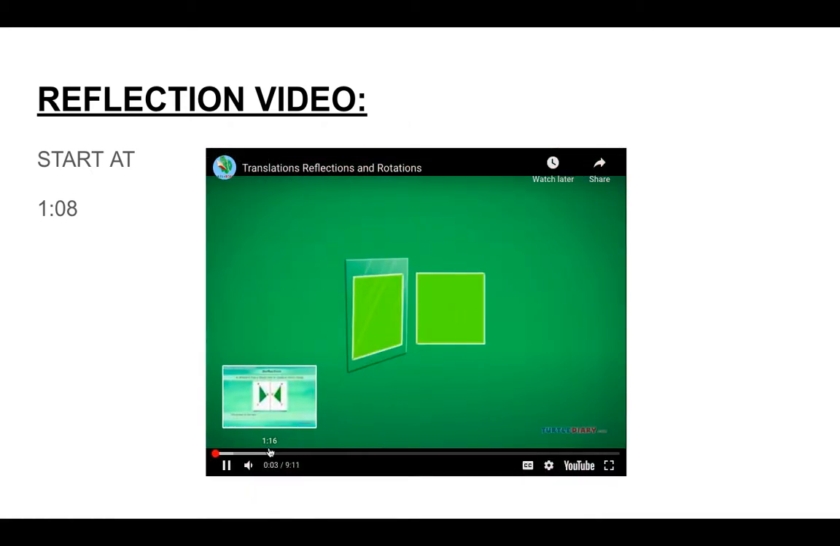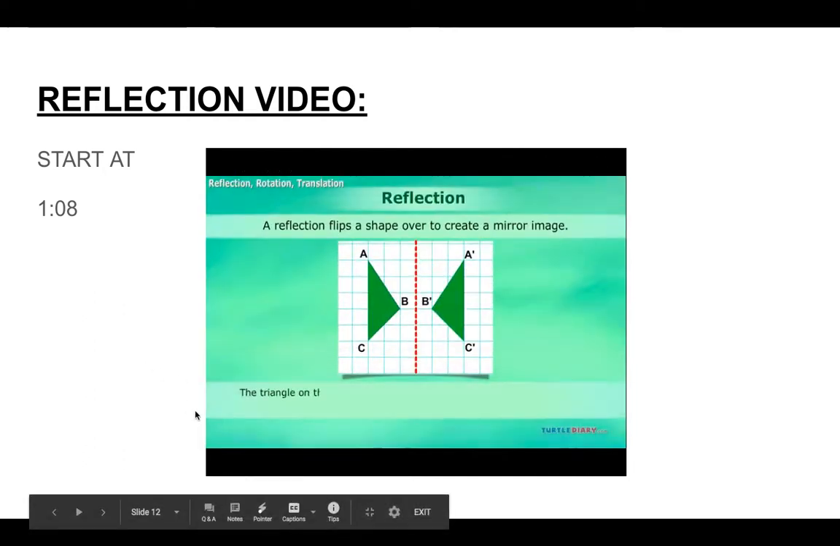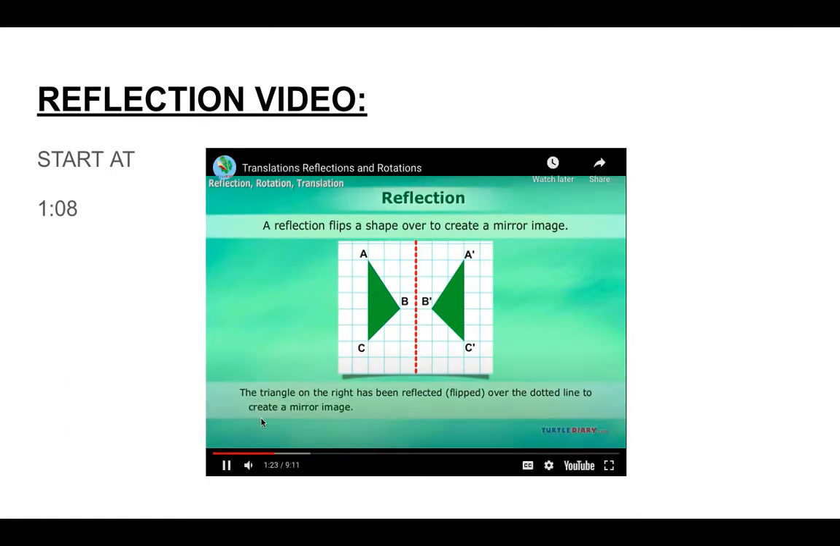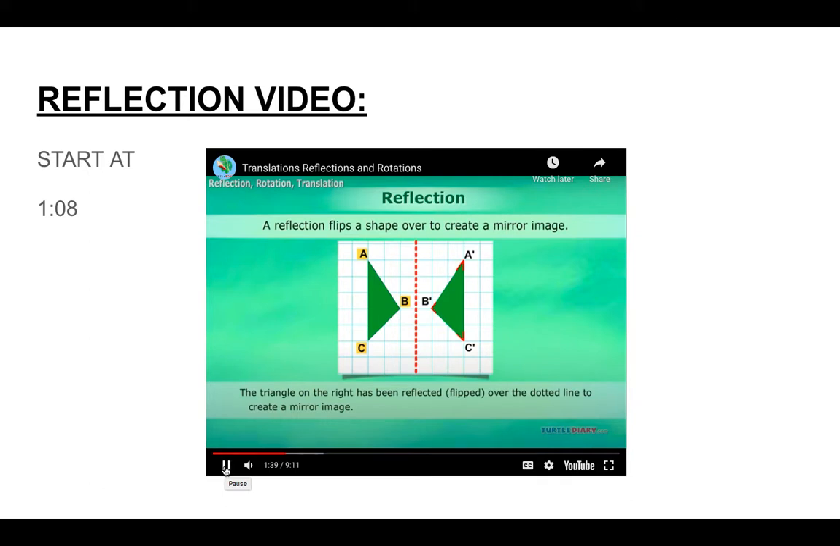Let's go to 108. Reflect. In this example, the triangle on the right has been reflected, flipped over the dotted line to create a mirror image. Or we can say that the vertices of the triangle A, B, and C has been reflected, flipped over the dotted line to create the mirror image as another triangle having vertices A dash, B dash, and C dash.